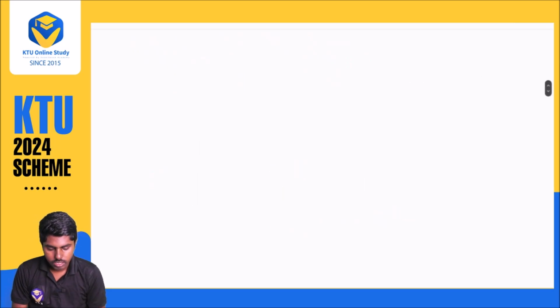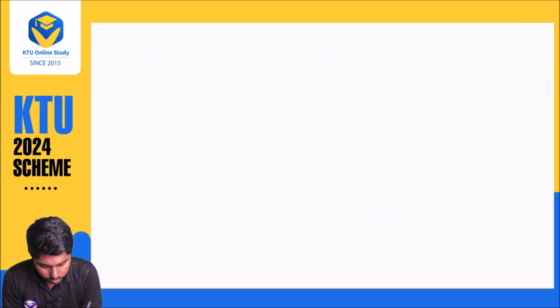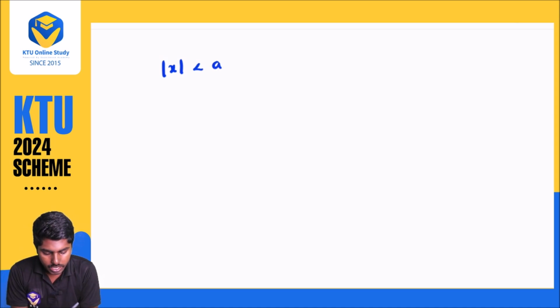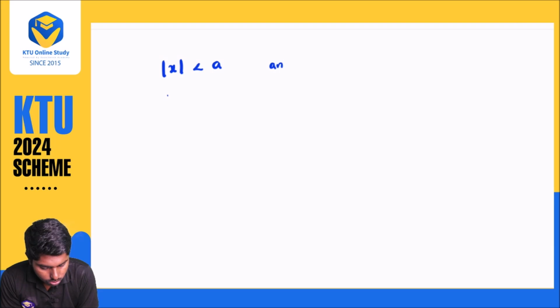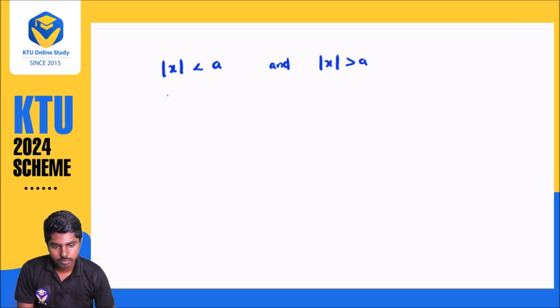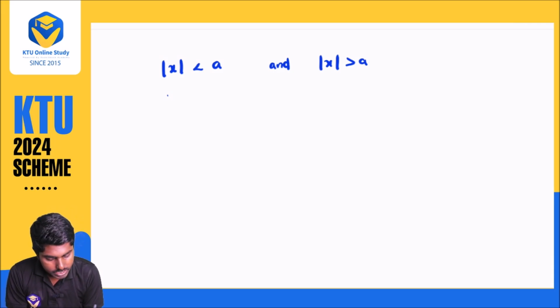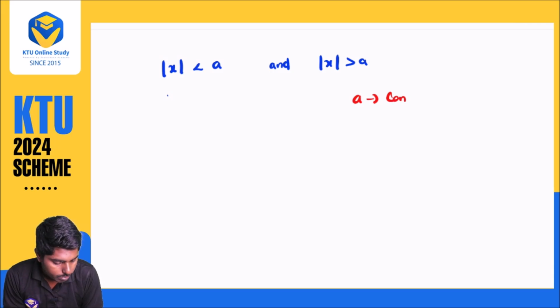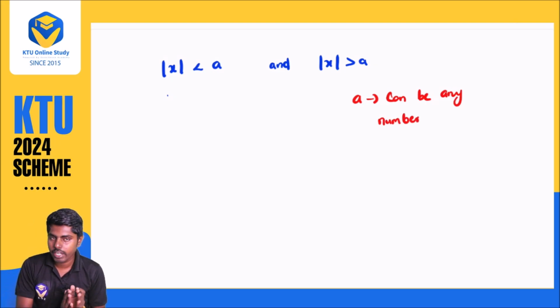Now the next basics is, whenever in a question they will be giving mod x less than a, and they will also be giving mod x greater than a. So what is the meaning of mod x less than a and mod x greater than a? You should be very careful: a can be any number, any numerical value.